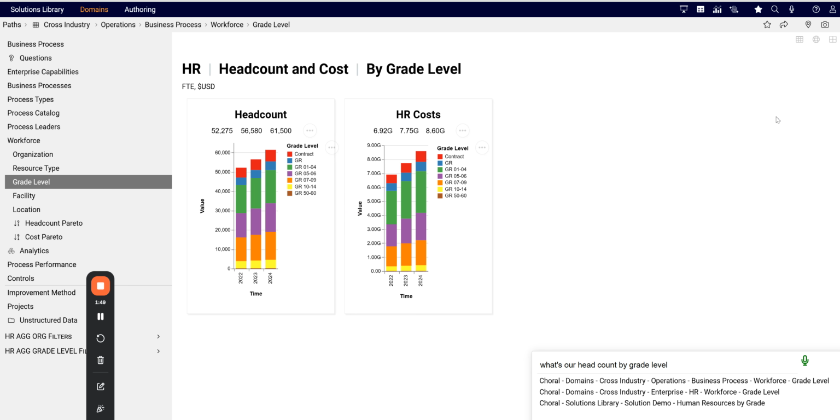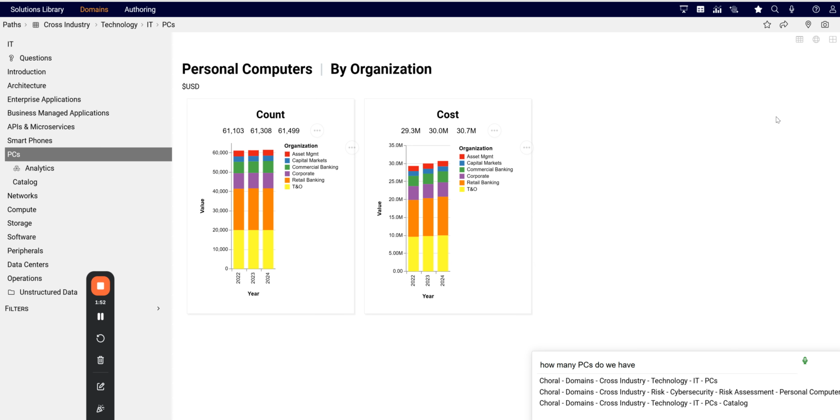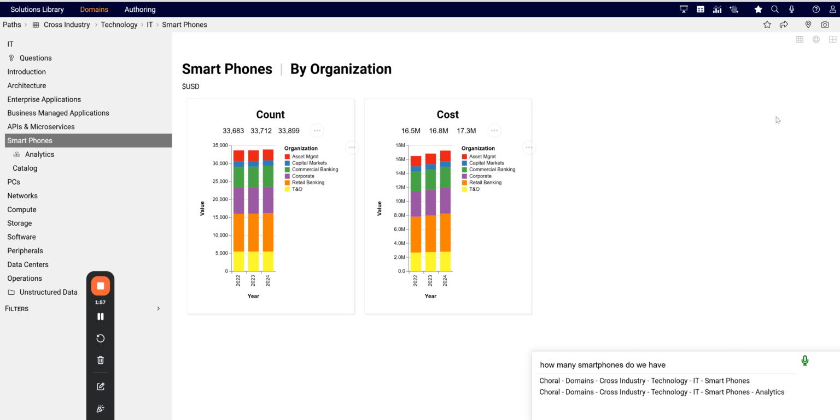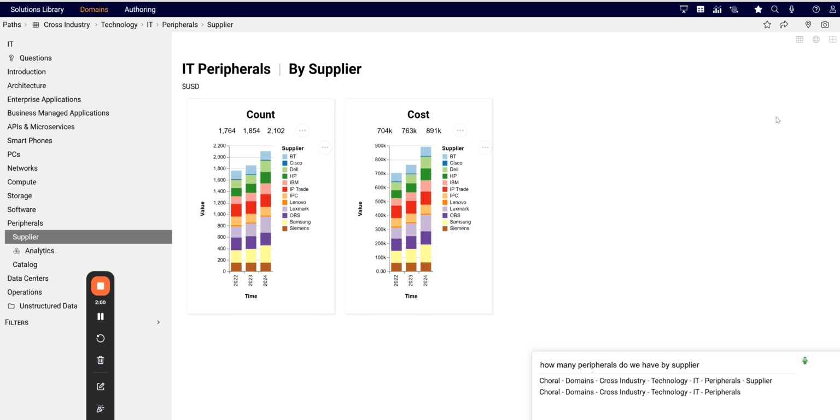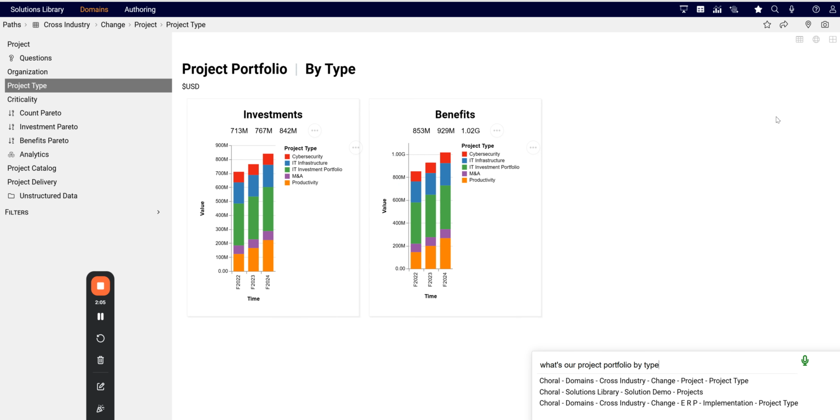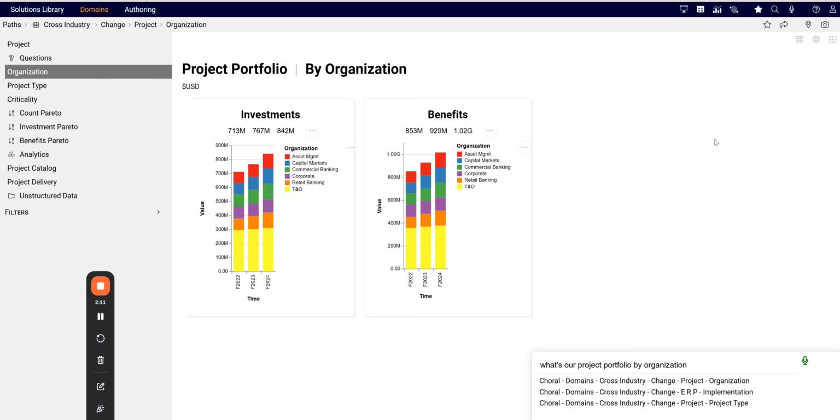How many PCs do we have? How many smartphones do we have? How many peripherals do we have by supplier? What's our project portfolio by type? What's our project portfolio by organization? And so on. And so you can see that you can navigate the system with a conversational user interface. We also support menus and unstructured search for the data.